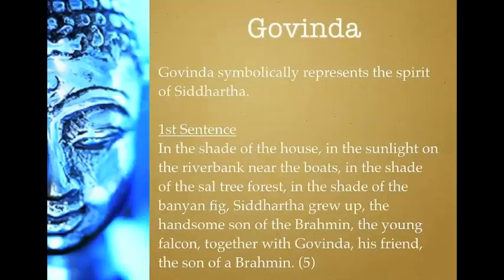Start off with Govinda, because the book does. And as we're thinking about this three-part structure, Govinda is the next major character after Siddhartha. Govinda symbolically represents the spirit of Siddhartha. I'm not saying that these aren't real people. Siddhartha and Govinda are two separate people. However, Govinda is representing Siddhartha's inner self. And we see that in the first sentence.